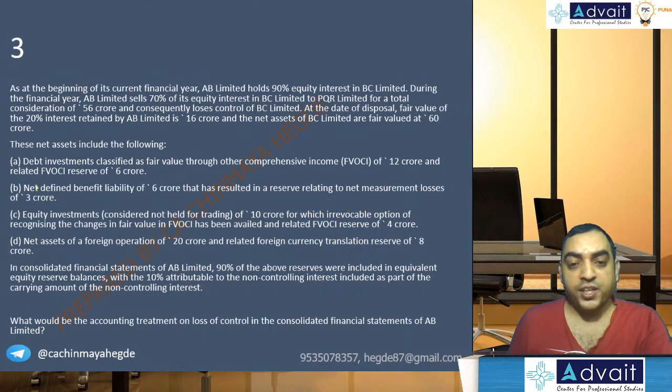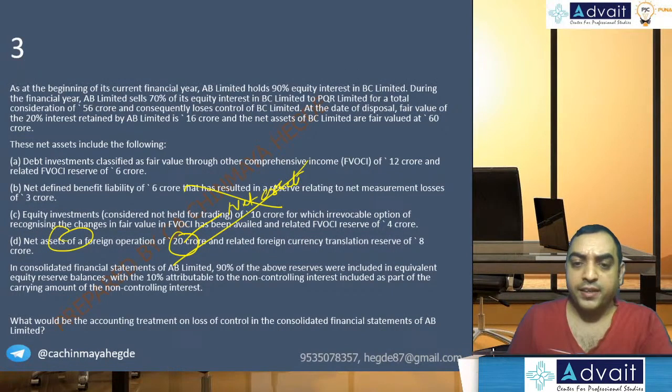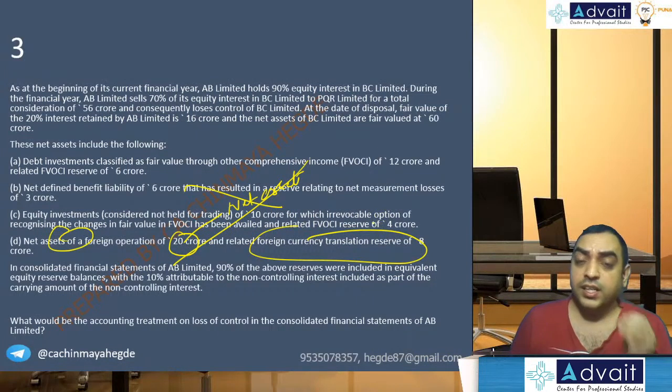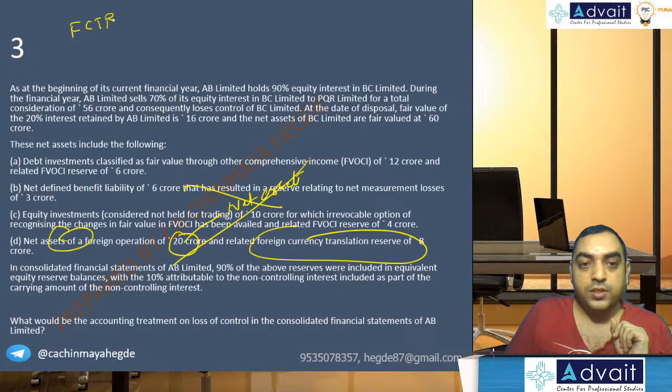Net assets of foreign operation of 20 crores, related foreign currency translation reserve of 8 crores. Now net assets 20 crore is already part of net assets, so we are not recognizing any separate entry. Foreign currency translation reserve, FCTR, is an element of reclassification, therefore this should be transferred to P&L account. So FCTR account to P&L on sale.